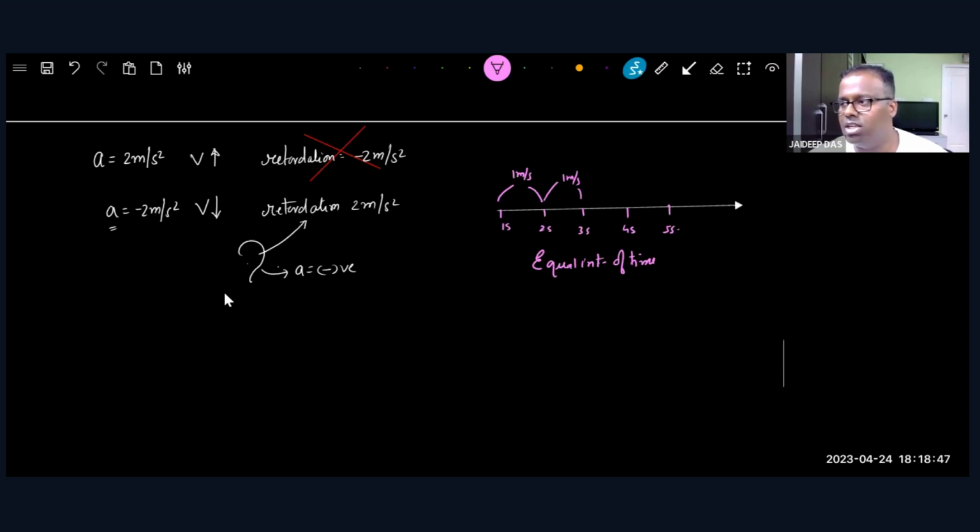So is there an acceleration? Yes, there is an acceleration. How much is the acceleration? 1 meter per second square, right? Such a type of acceleration is known as uniform acceleration.